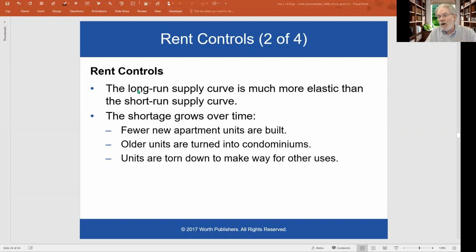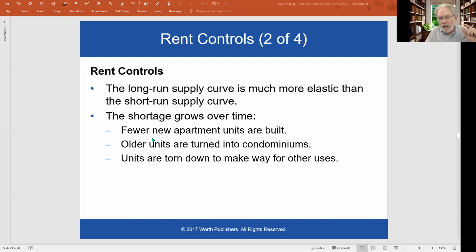But because the long run supply curve is much more elastic, when the controlled rent is imposed, that will have a much bigger effect on the quantity supplied over time, with the result that when the rent control is imposed, you do get a shortage, and the shortage is going to grow over time. It's going to get worse because fewer new apartment units are built. Older units are turned into condominiums, and units are torn down to make way for other uses.